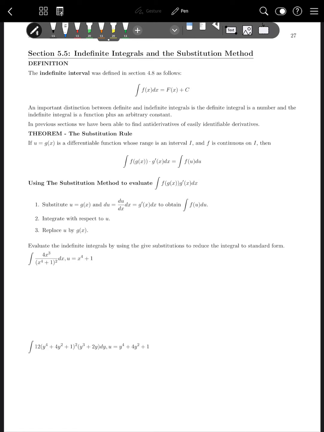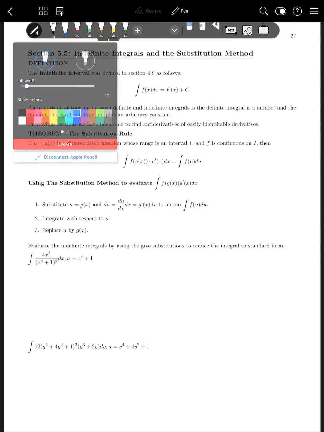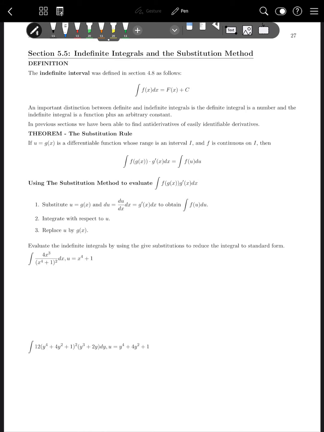So here's the idea. Here I go ahead and tell you what we want u to be. If we look at the first example here, we're going to say u is x to the fourth plus 1. So what we want to do now is find du. Go ahead and find du. We find the derivative of x to the fourth plus 1, so du would be 4x cubed dx.